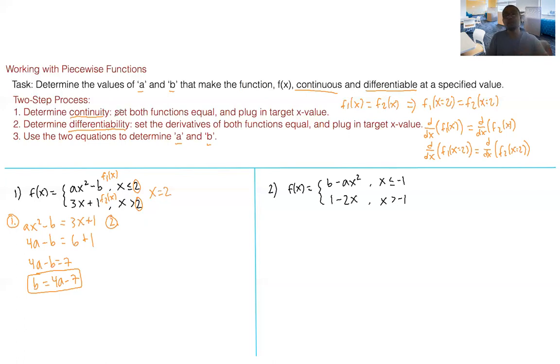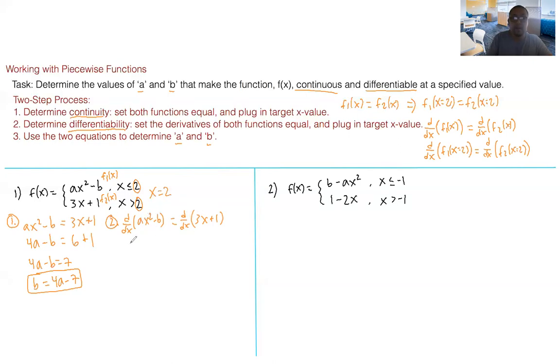Step 2, let's consider being differentiable. Now we need to set the derivatives of each of these equal to one another, okay? And so I'll even write it this way, d dx of ax squared minus b, that's our first function. Let's set that equal to d dx of our second one, 3x plus 1, okay? The derivative, you apply it to every term in your expression.